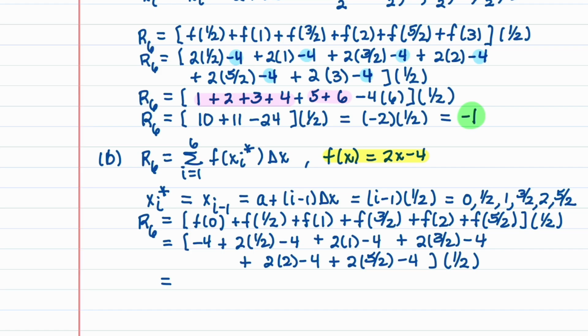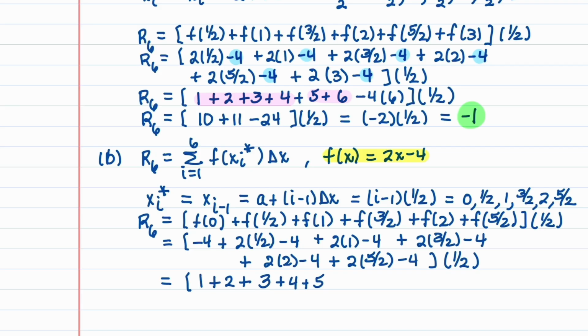Now let's go ahead and add this up. We'll save the minus 4s for the end. So this gives us 2 times 1/2 is 1. And then we have 2 plus 3 plus 4 plus 5. And then we subtract off 4 times 6 because there's 6 of them. And we multiply that by 1/2.